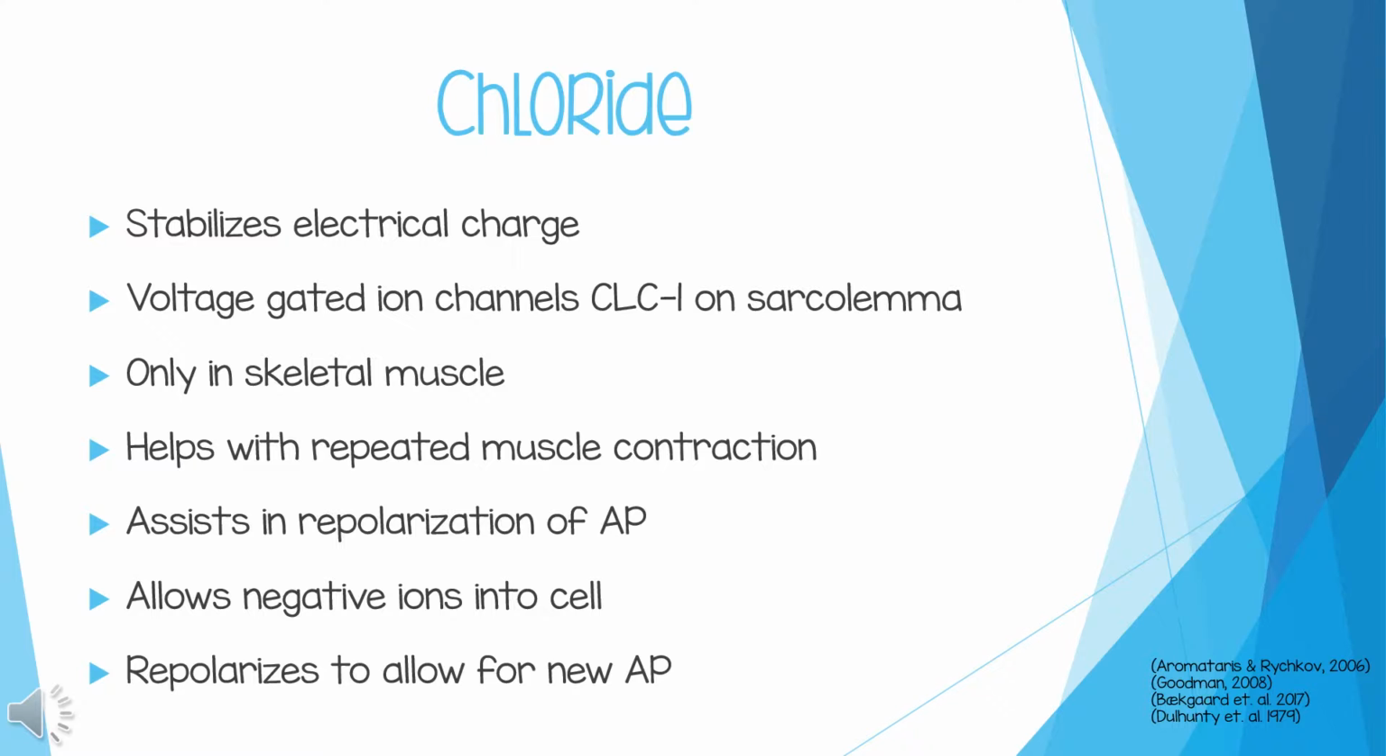This is where chloride steps in. The large chloride conductance in skeletal muscle allows negatively charged ions into the muscle cells to assist in repolarization before the succession of a new action potential. This maintains muscle membrane potential to avoid muscle tetanus and fatigue.